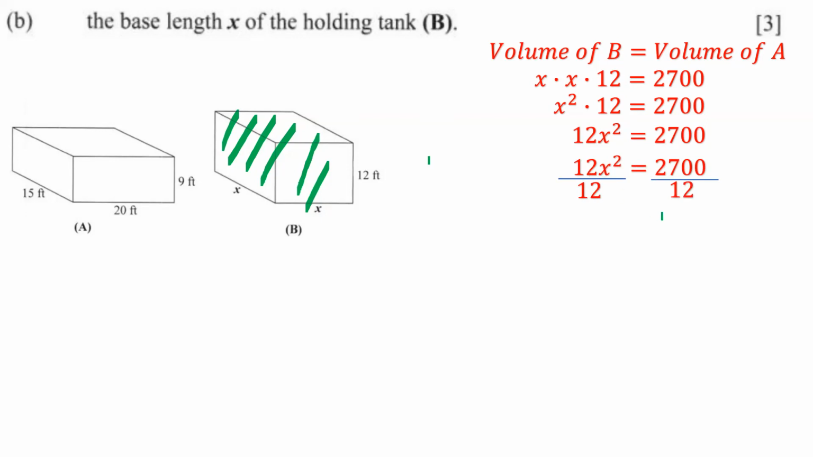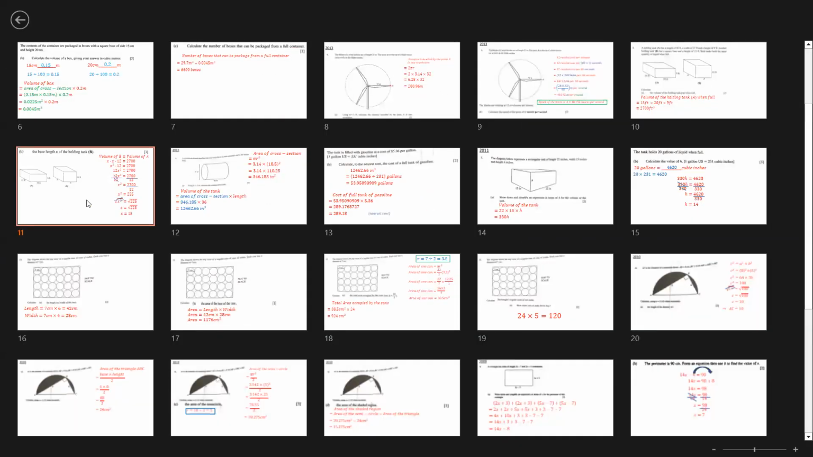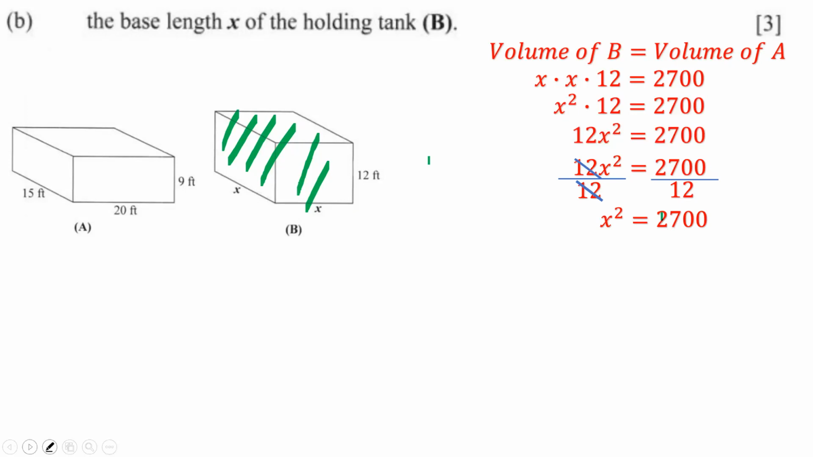Now when we divide both sides by 12, what do we get? Well, those two are going to cancel out, and we are just left with X squared is equal to 225. Okay, so now we need to cancel the square, so we're going to take the square root of both sides.